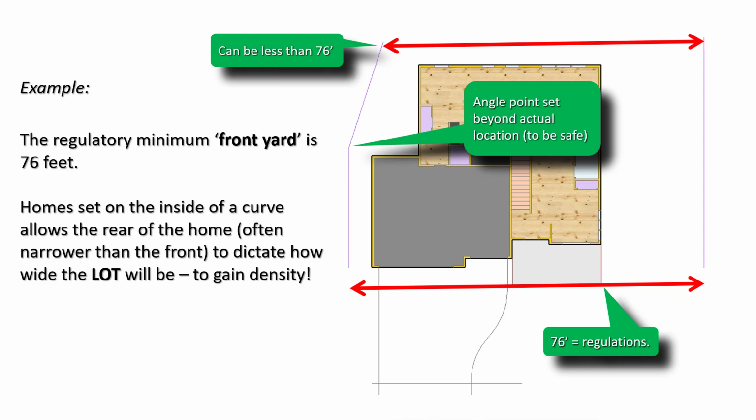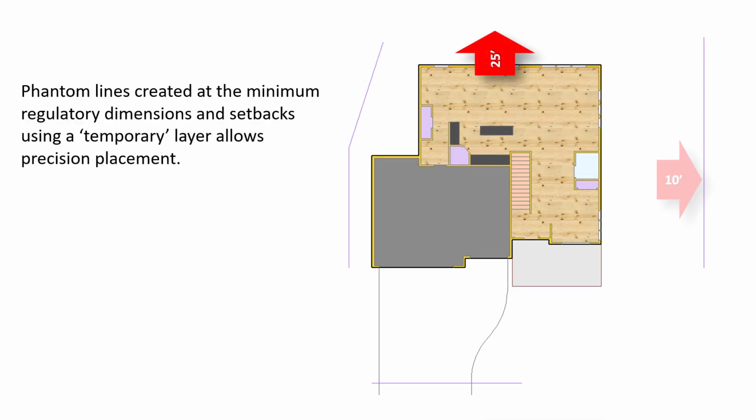The angle point is set beyond the rear of the garage just to be safe, because what if they added another couple feet to the depth of the garage? So what we do to create that is to compile every possible home, put them on top of each other, and use the largest possible configuration. The phantom lines, which we put on layer 13, but you can create any layer you want for the phantom lines, that's just in this system. We have those set at the minimums.